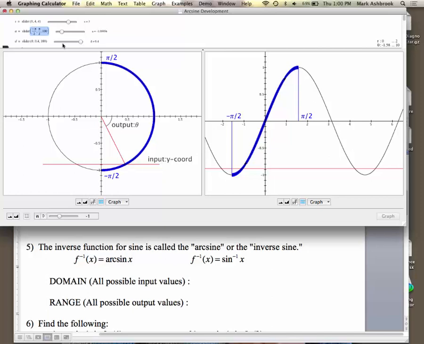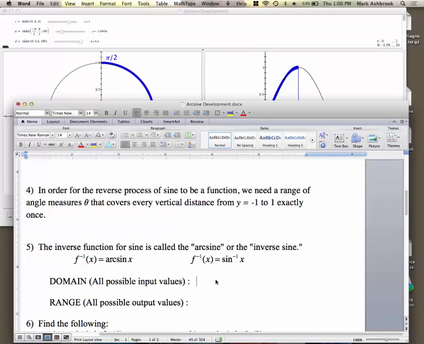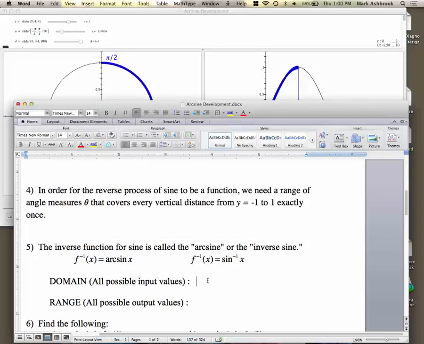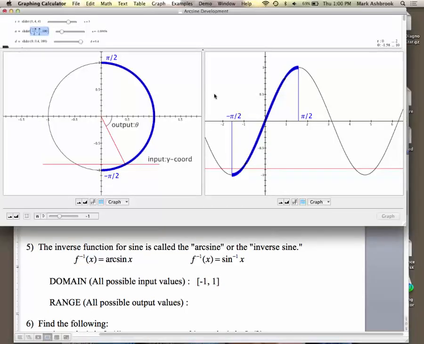Inputs. Matt, what are all possible input values? Okay, -1 to 1. So it's like that. Why? Because the input is vertical distance now. Vertical distance, the least it could be is -1, the greatest it could be is +1. What is our range? What are all possible values of the range?